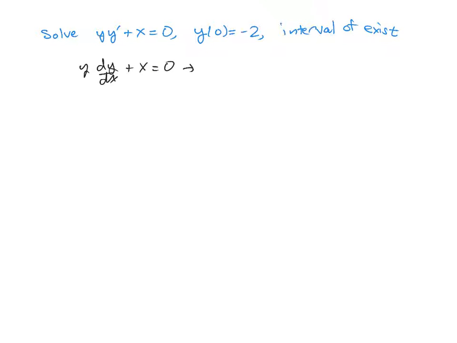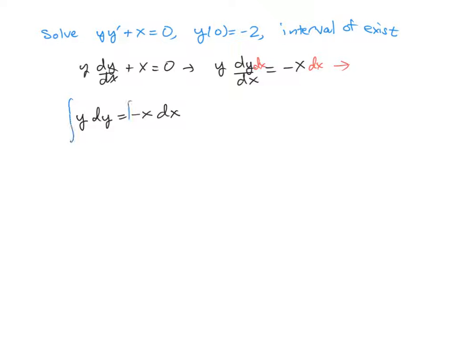And the first step in separating variables is to subtract x from both sides. So y dy/dx is equal to negative x. And then, of course, multiplying both sides by dx, we end up with our variables separated. We have y dy is equal to negative x dx. All right, and now we can integrate both sides of this.